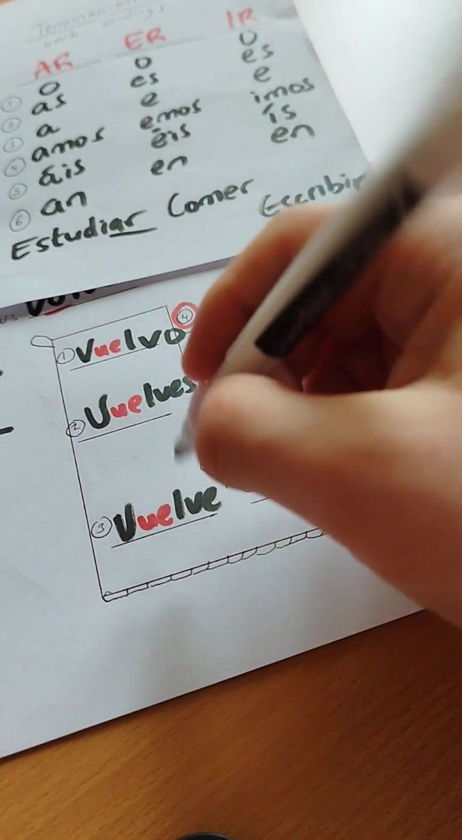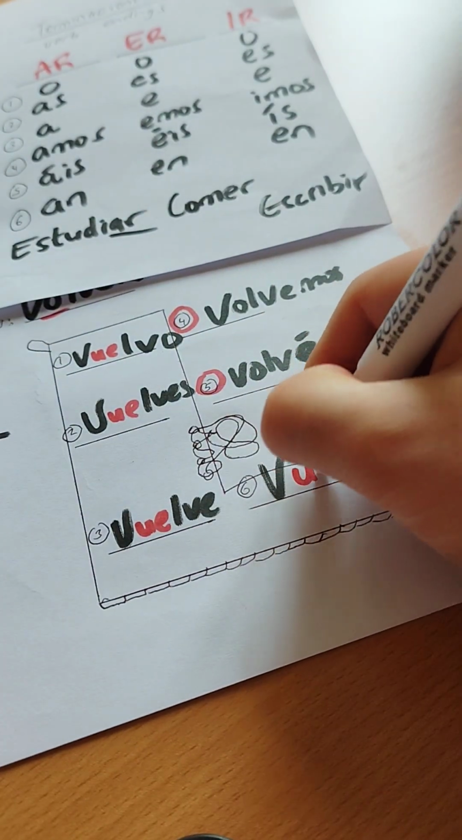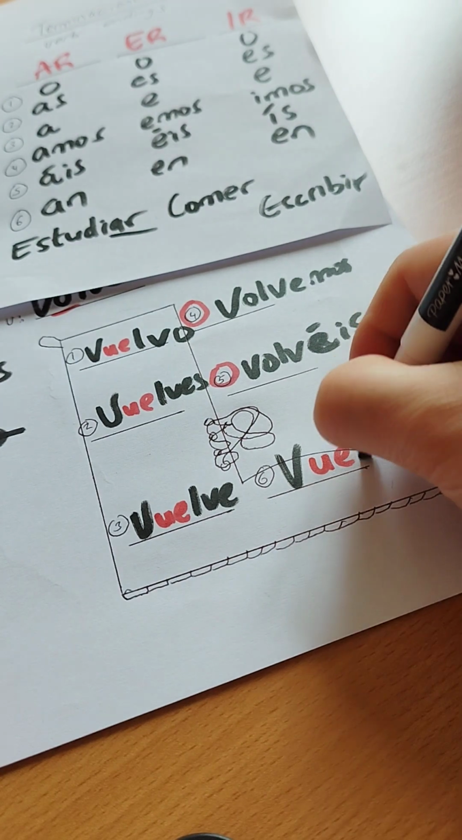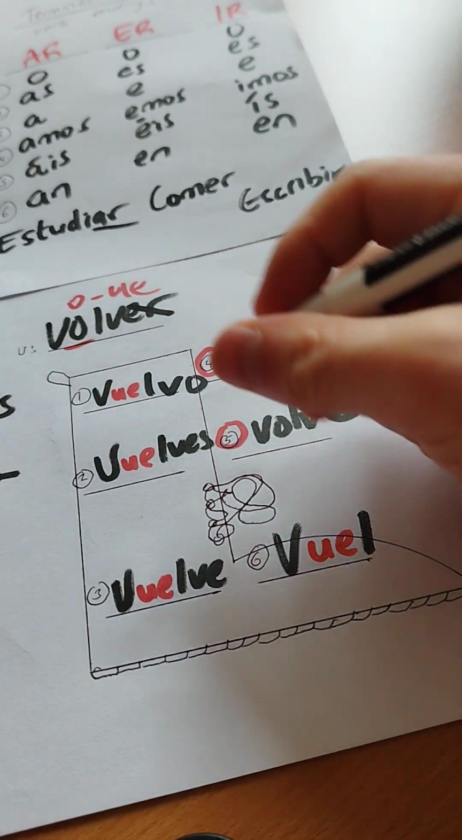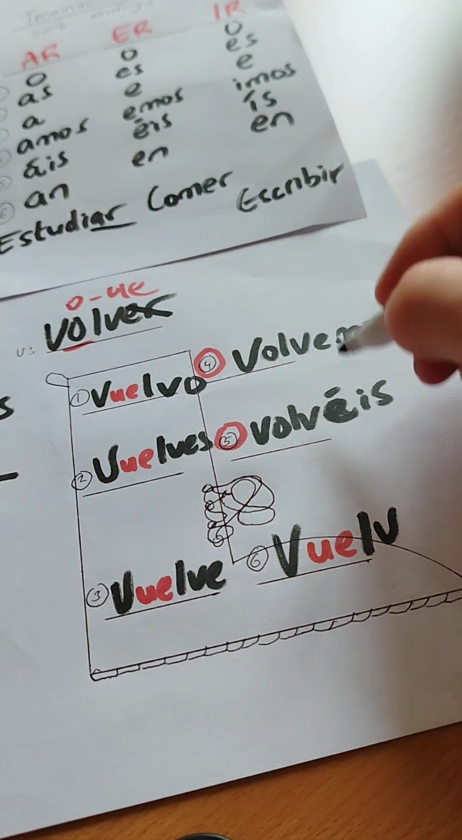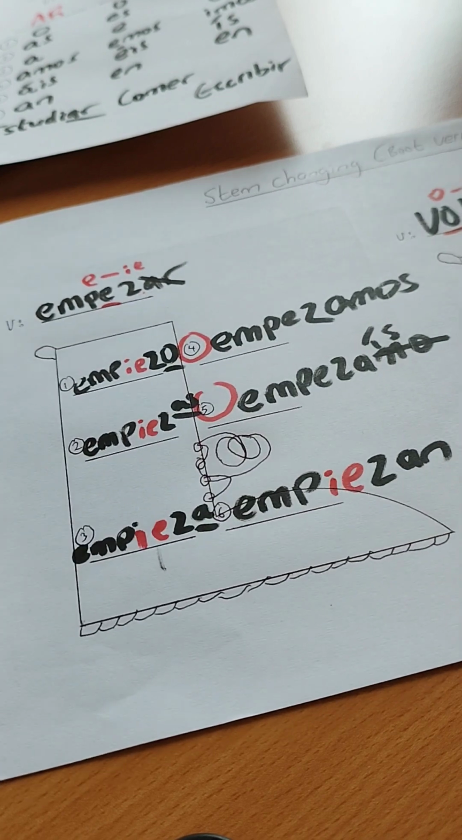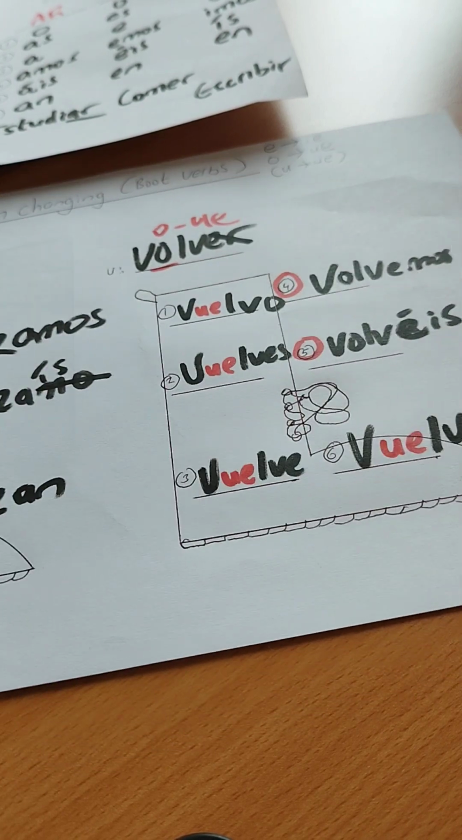And then 6th person, we'll come back to the stem change. So it's V, U-E, L, and then the V, still part of the stem. Ending is N. Volvemos. So, looking at those 2, you see how that works.